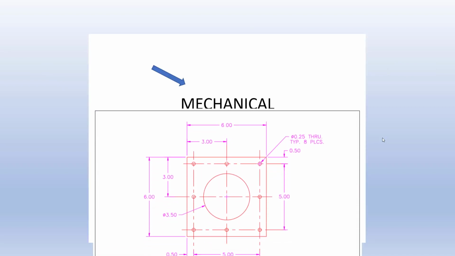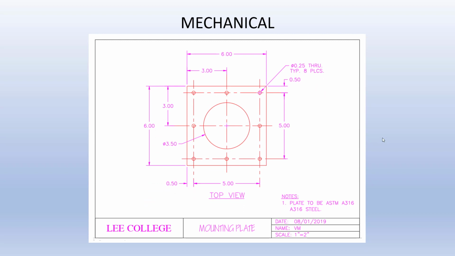The next drawing is a mechanical part drawing called a mounting plate. Notice that the size of this object is much smaller than the previous floor frame drawing, and thus it is created using a drawing scale of 1 inch equals 2 inches. So for every inch measured on the paper, the equivalent real-world measurement is 2 inches.